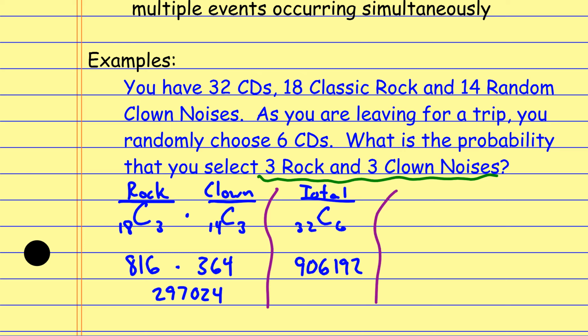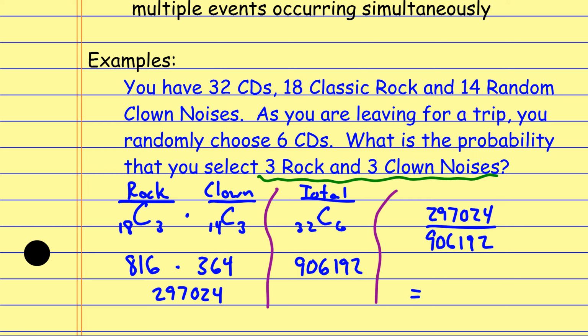The probability is then how many ways I can get what I want, which is the 297,024 over the 906,192. And now that's my probability. And the last thing I have to do is simplify this. I would just plug it into the calculator, let it convert it to a fraction for you if you can.